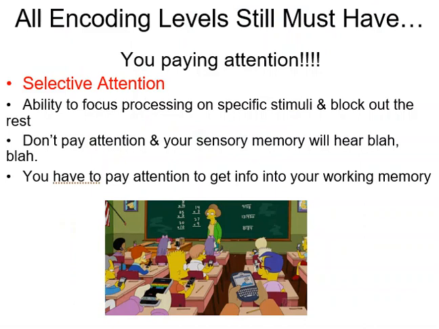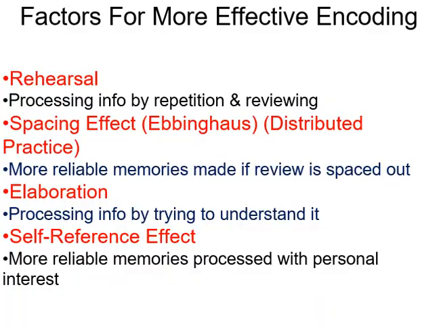Now, none of this really makes a difference if you're not paying attention to your sensations and the information around you to take it in to begin with. So in order to encode information, you must have paid selective attention to that information. Remember, we talked about selective attention before with sensation, and the cocktail party effect was an example of this. So in order to take in any information and encode it, we must be paying attention to it.